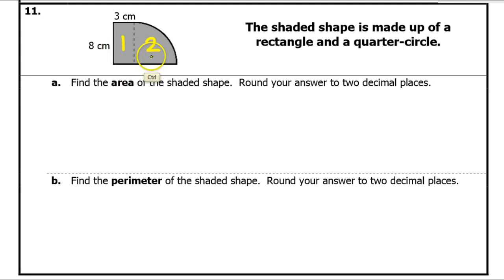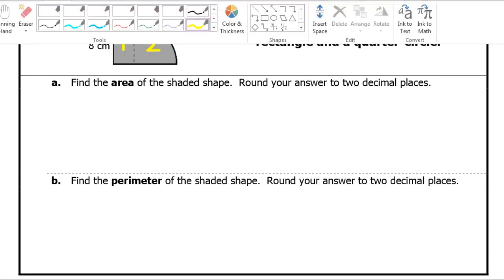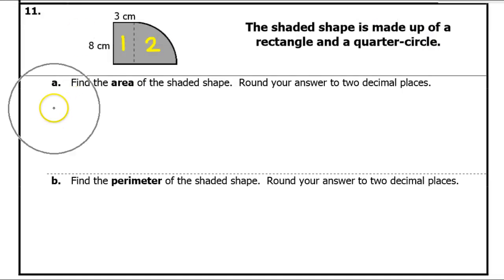So I'm going to find the area of each one of these shapes and add them up, and that will be the area of the whole shape. Okay, so our strategy is like this. Find the area of shape 1, and then we'll find the area of shape 2.